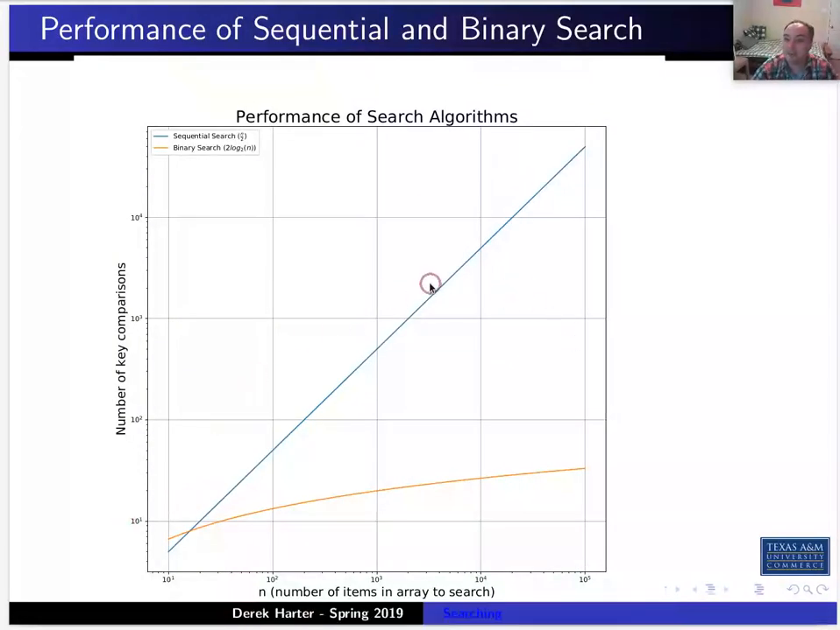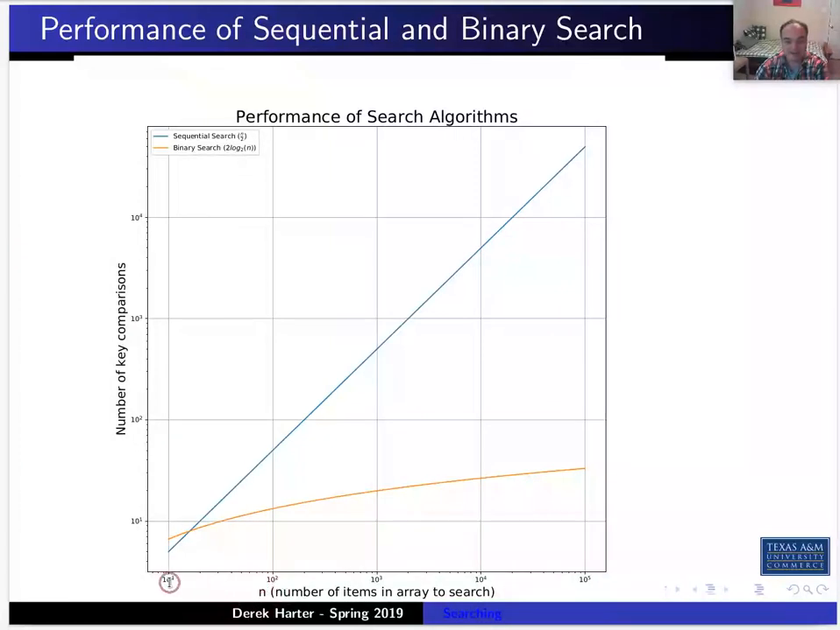So one final thing then. This is kind of a preview for next week when we get deeper into talking about analysis of algorithms. So let's look at comparing the performance of n over 2, which is the sequential search, to 2 times log 2 of n, right? On the x-axis is n, the number of items in the array that we want to search. This is a log-log scale.